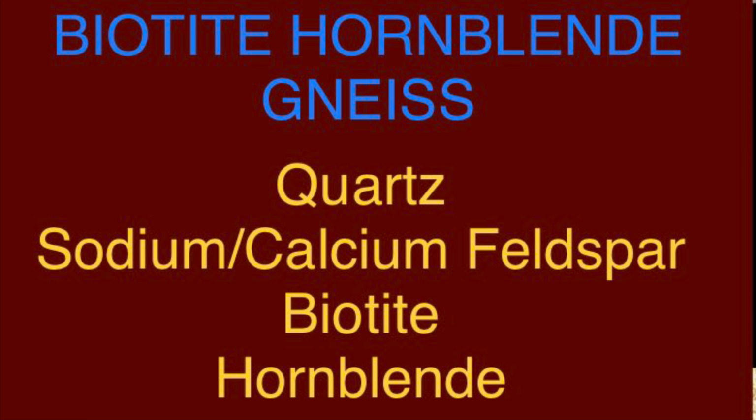The metamorphic equivalent of diorite and andesite is called Biotite Hornblende Gneiss. The key word here is Gneiss, which means it's metamorphic. The words biotite and hornblende tell you that those are predominant minerals in these rocks. But Biotite Hornblende Gneiss does contain about the same mineral configuration as both diorite and andesite.